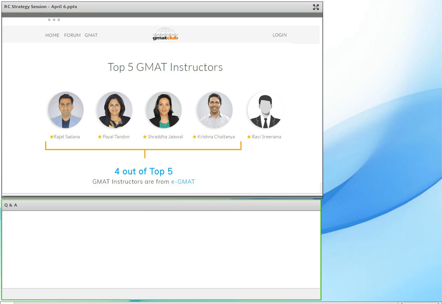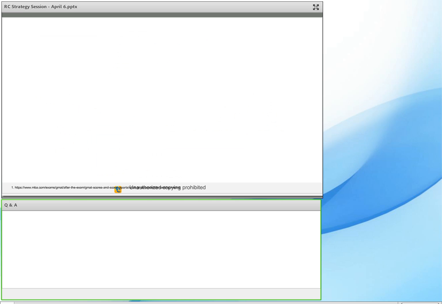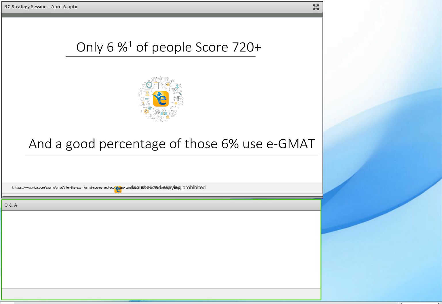Now, who's built some of this content? 4 out of GMAT Club's top 5 rated instructors build this content, and instructors who've been reviewed a lot more frequently on GMAT Club. So while a good percentage of students want to get to that 720 score, those who actually get there, a good number of them work with e-GMAT.